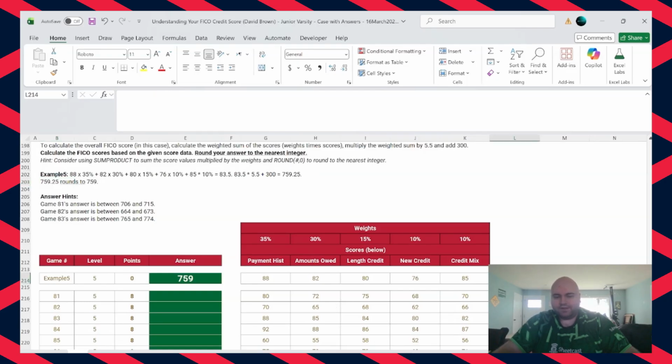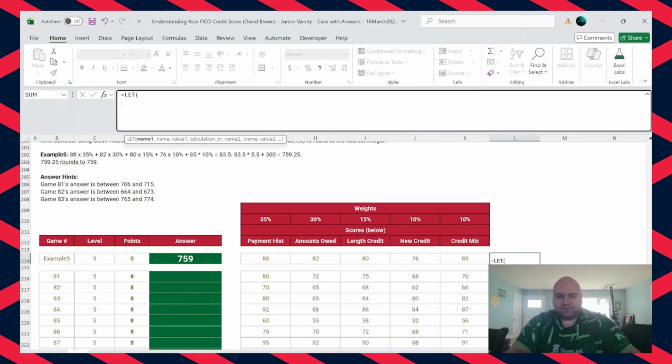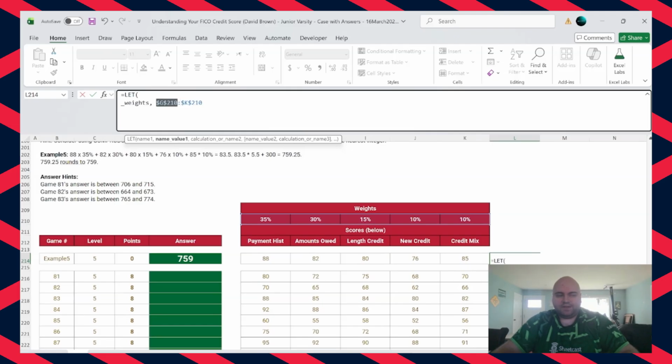So, a lot going on here, but the LET formula will make things easier. First, let's just do LET, and let's define what our weights are. Our weights are these values up here. And since this is a fixed array, I don't want this moving as I move other things around. I'm going to put dollar signs around them. Shortcut here is F4. And what this means is these weights will always be fixed even if I copy the formula down.